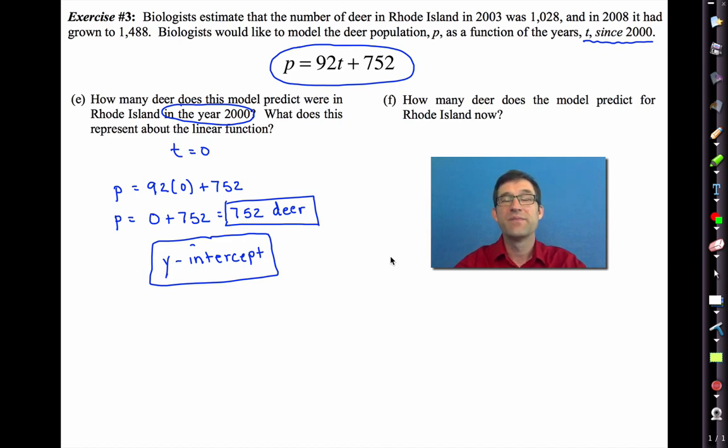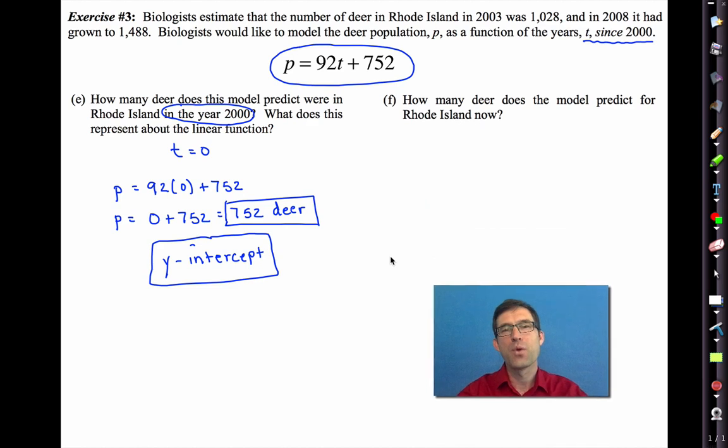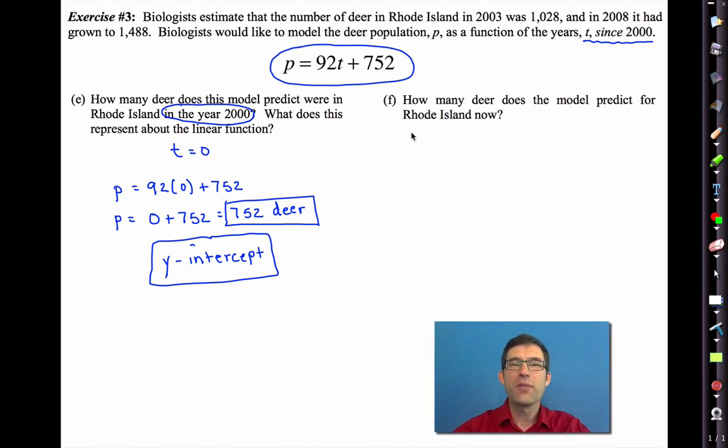Letter F pretty much depends on when you're watching this video. It says, how many deer does the model predict for Rhode Island right now? So for me, right now, the year is 2014. So T is equal to 14 years. So the population of deer now, using my model, is 92 times 14 plus 752.